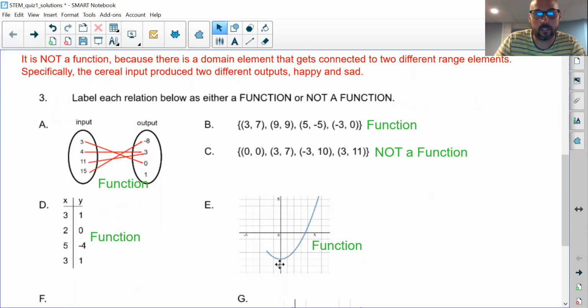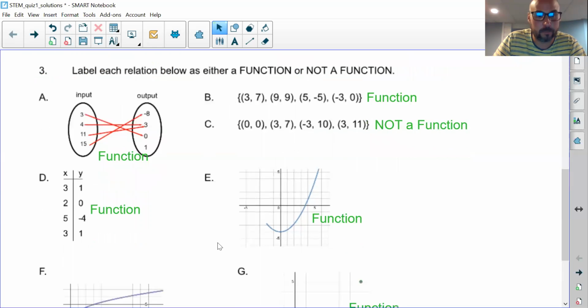E is a function. This graph has billions of ordered pairs. Each one is an x and a y, a domain and a range. And every x goes to only one y. Look at the x value 2. It has a y value of -3. It doesn't have any other y value. Look at the x value of 0. It has a y value of -4. It doesn't have any other y values. So this is a function.